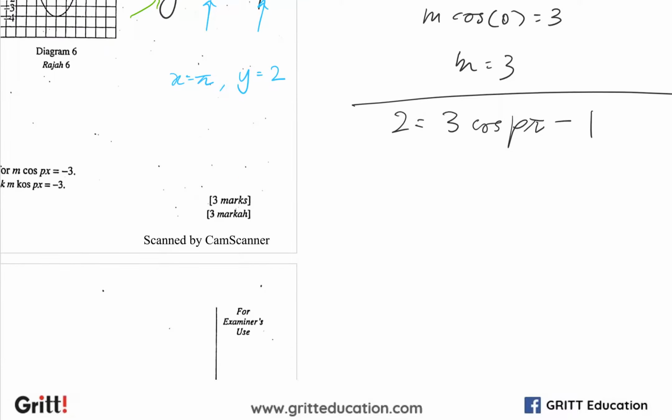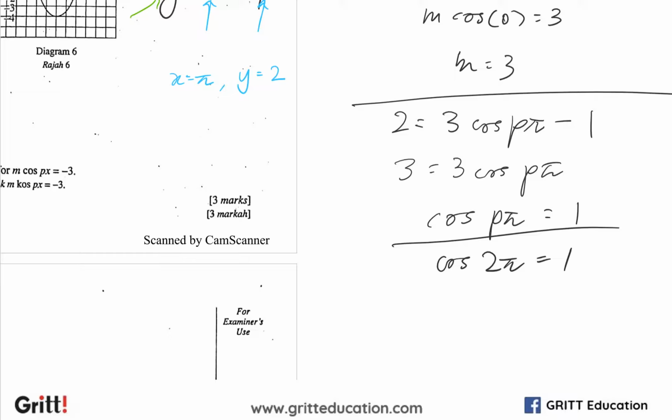From here, we can start. Negative 1 moves over, I get 3. So 3 equals 3 cos p pi, which means cos p pi is equal to 1. Now, in what instance do you have cos of p pi equal to 1? The answer is cos 2 pi. Well, cos 0 you can also get 1, but it doesn't make sense for p to be 0 in this case. So the only way that it can equal 1 is using 2 pi.